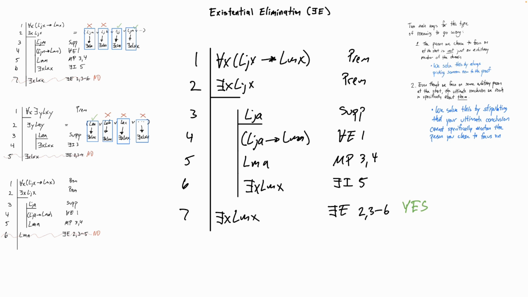So ultimately, the existential elimination rule says the following. If you have an existentially quantified statement, and you pick someone entirely new to the proof, and supposing that they satisfy the existential, you're able to derive a conclusion that does not mention them at all, you can derive that conclusion outright.